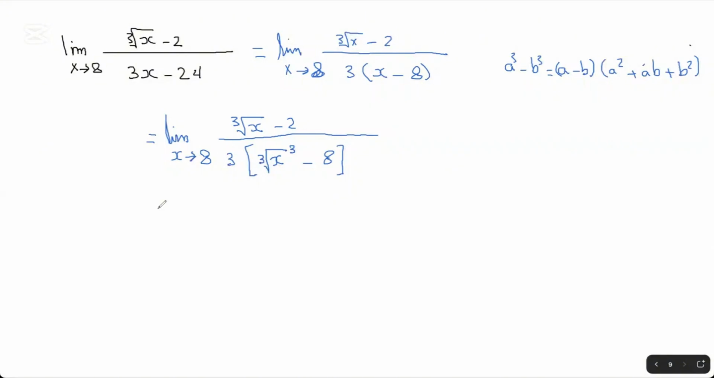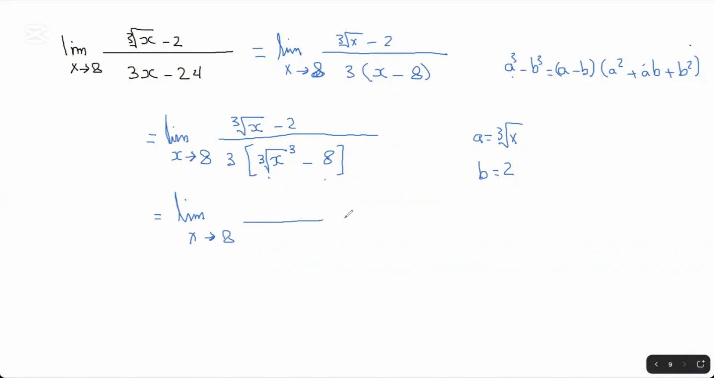Okay. And to be able to factor the bottom now, limit as x goes to 8, see, this is the a cubed and this is the b cubed when you compare them to this. So if we want to find out what a is, a here would be just the cube root of x, because to find a, we cube rooted this. The cube root of x cubed is just the cube root of x. And then b, the cube root of 8 is 2.